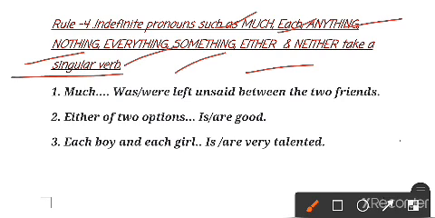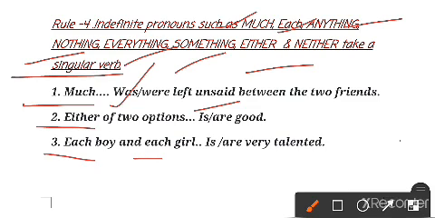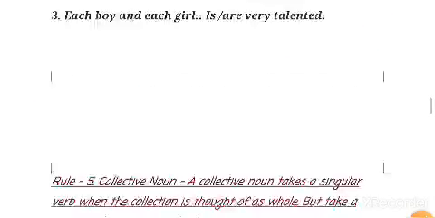We have to write much was, because much is used as an indefinite pronoun, and for an indefinite pronoun we use a singular verb. Either of you means either you or either of two options means either this option or that option. So that is why with either we use is. Each boy and each girl. They are talking about an individual boy or individual girl. So that is why is is the answer.